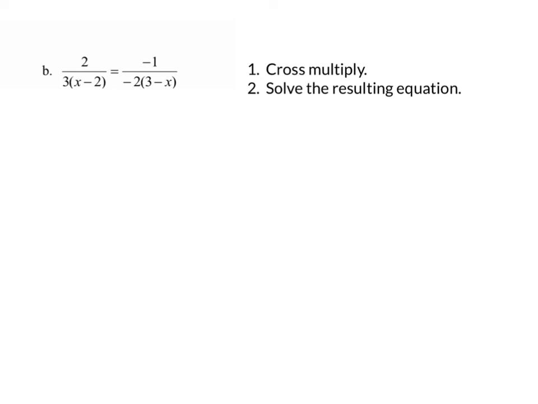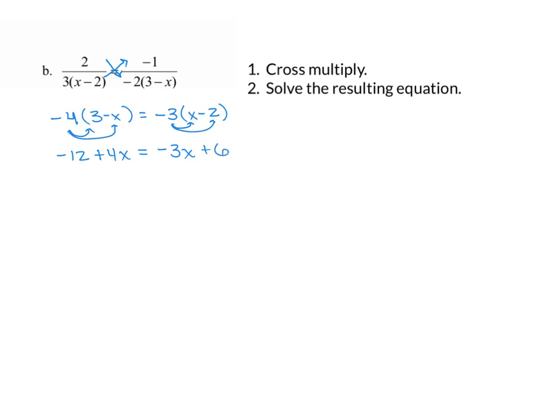So what I'm going to do is cross multiply first and just multiply the number on top by the number in front. What do I mean by that? If we cross multiply, I want to multiply 2 times negative 2, which gives me negative 4, times 3 minus x. I want to multiply 3 times negative 1, which gives me negative 3, times x minus 2. Now we can distribute, and we get negative 12 plus 4x equals negative 3x plus 6.